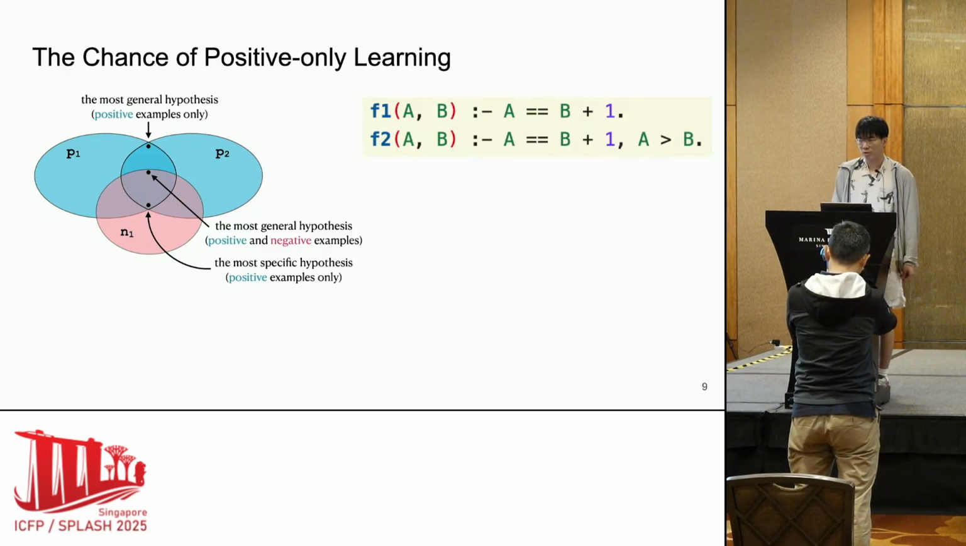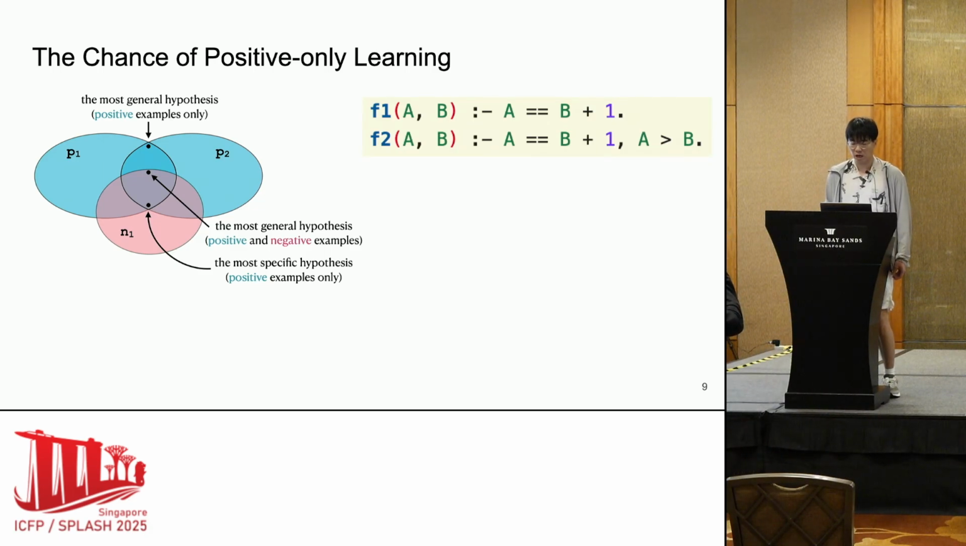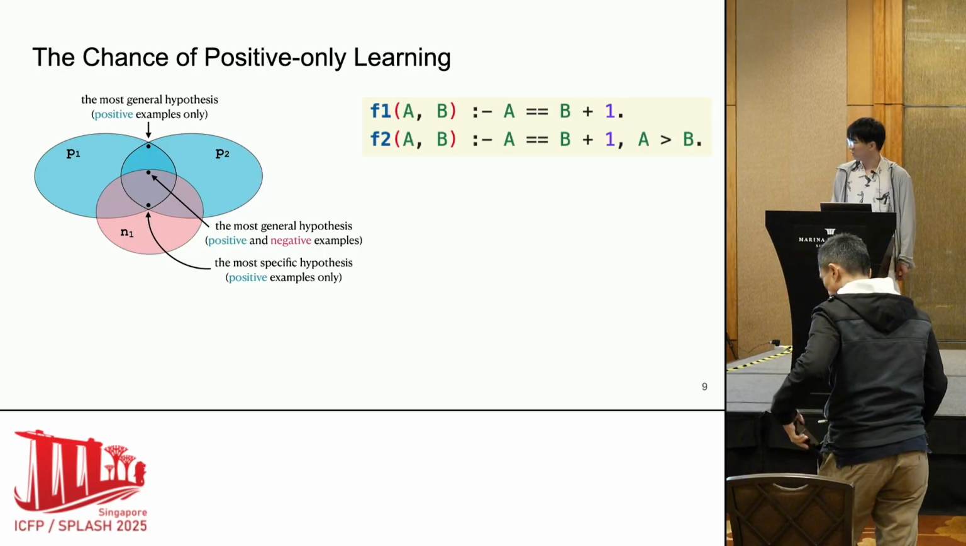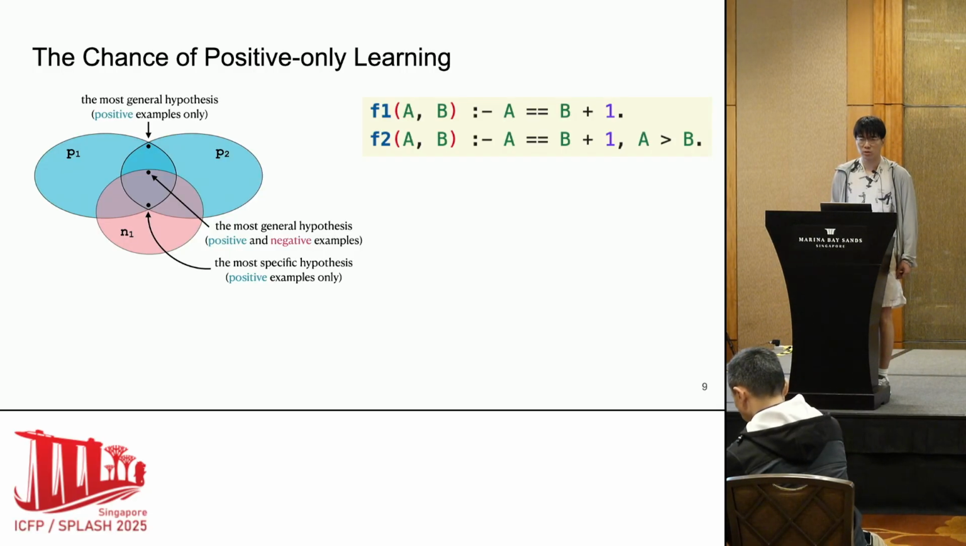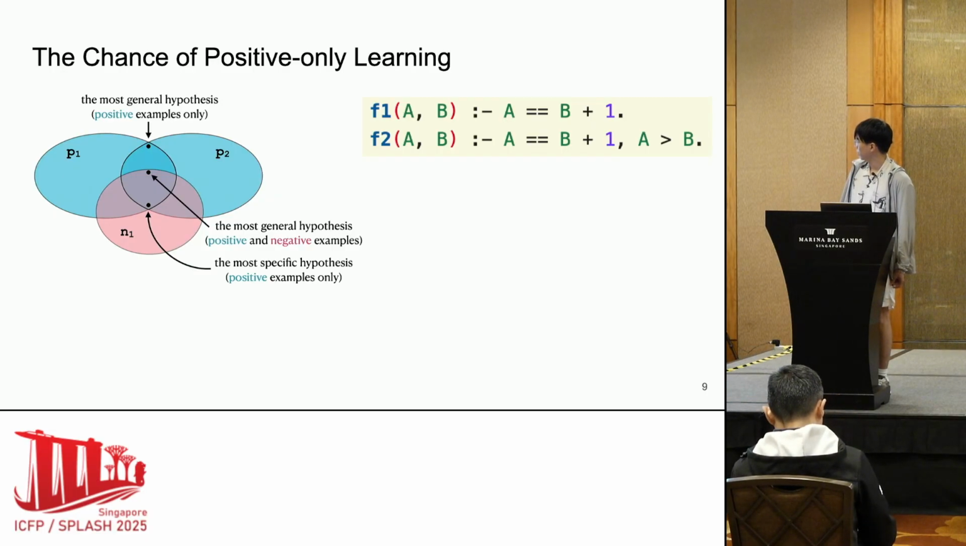Let's see, we think the shortest in size is the most general hypothesis, which is a good approximation. But for the most specific one, the largest in size is not a good approximation. Thinking about F1 and F2 here, F2 is longer than F1, and it has an extra assertion saying A is greater than B. But that makes no sense because it is already entailed by A equals B plus 1.